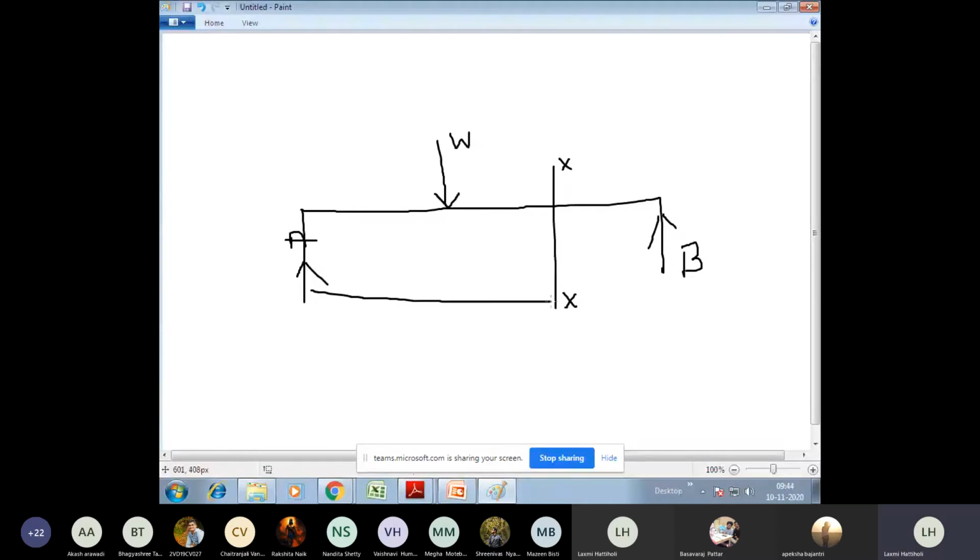Now, this is my B. This is my A point. Okay, and this is my RA. Now, here is your W. Okay, and this is your RB. Now I have taken X here. This entire distance is X. You can take it as x or as x2, it is left to you. I am going to take it as x.